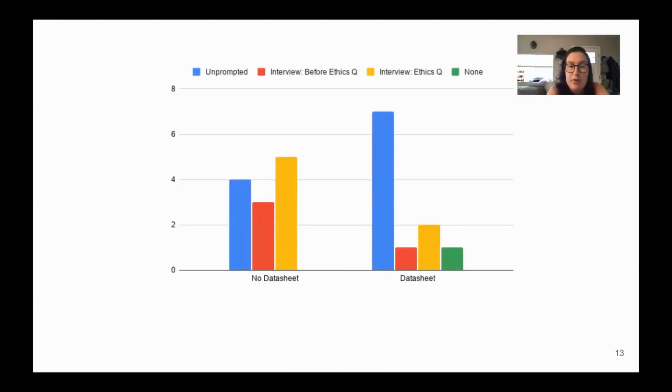So participants in both groups recognized and mentioned about the same number of issues, but people with data sheets were much more likely to mention it while they were working, instead of, for example, after I asked them in the interview. This may signal that data sheets are causing people during particularization to say, yes, this is part of my task. And if that's the case, I think data sheets are doing their job.